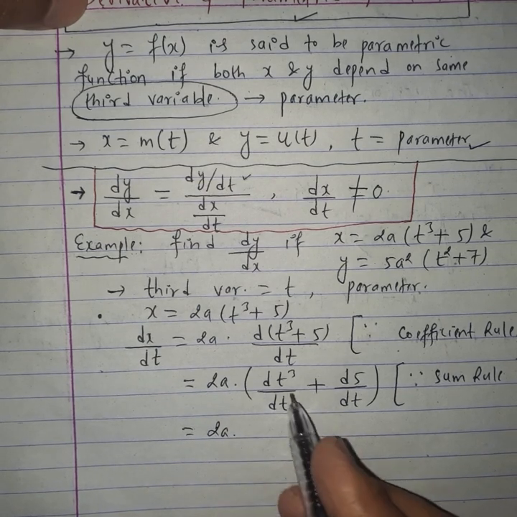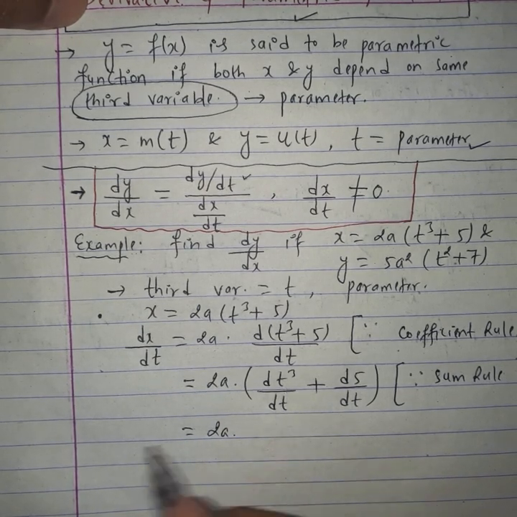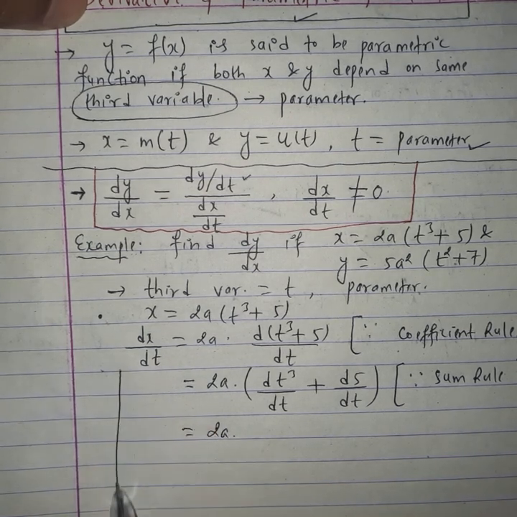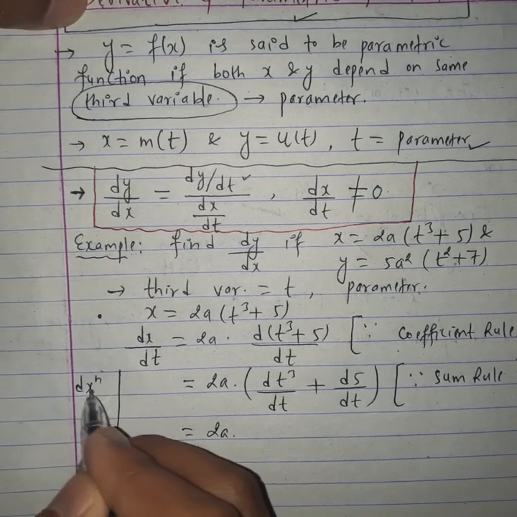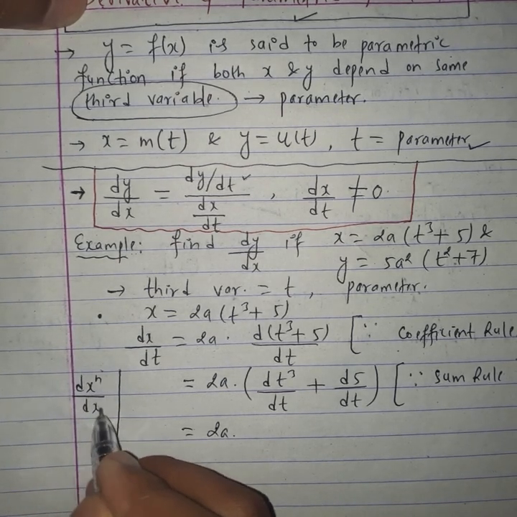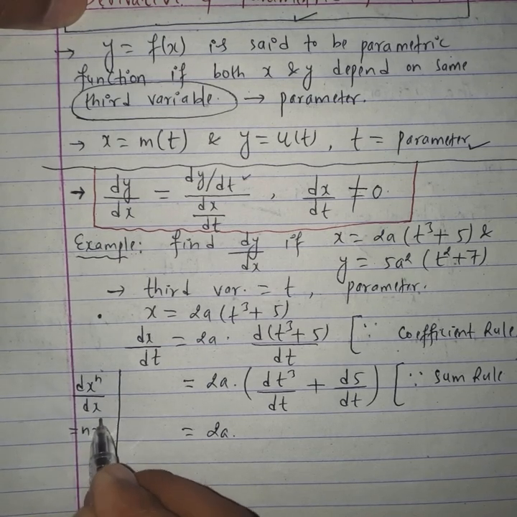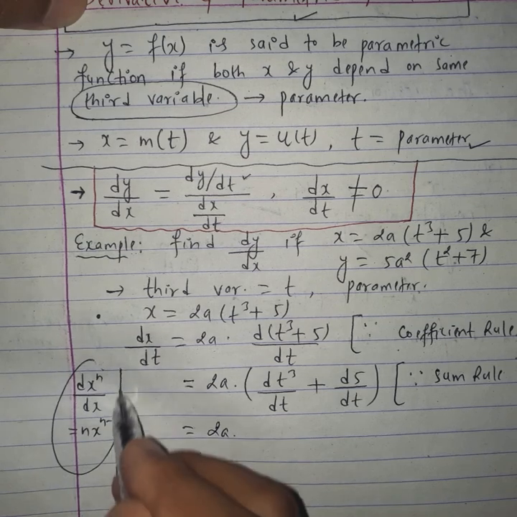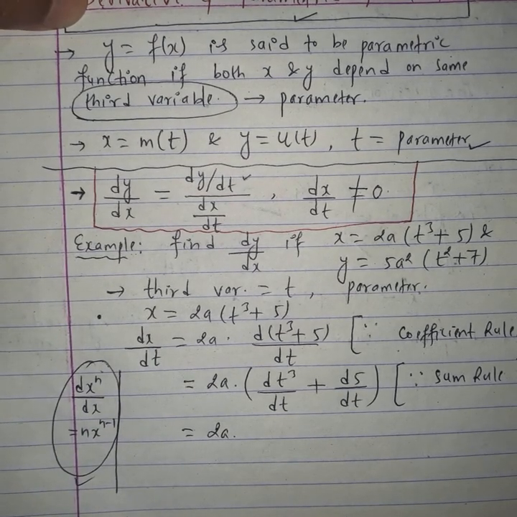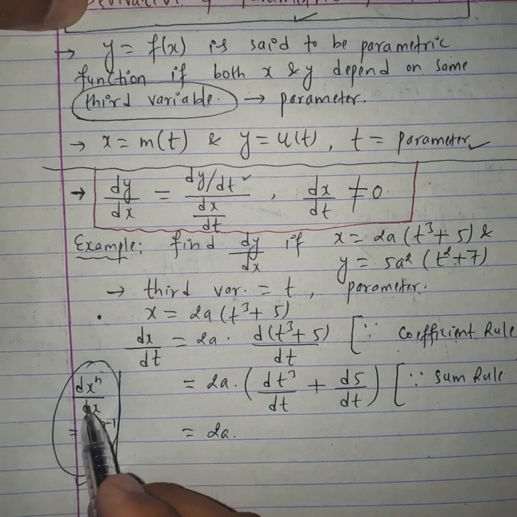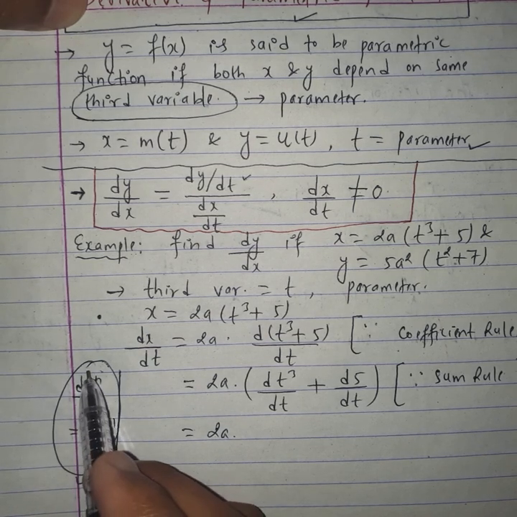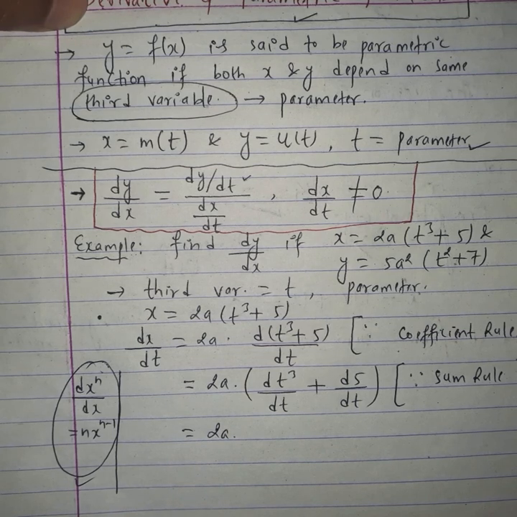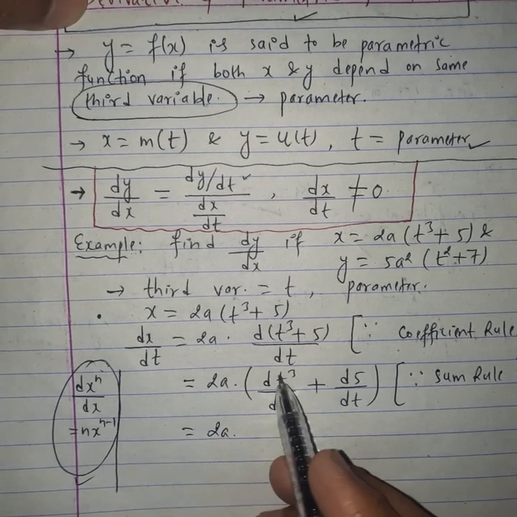This can be further simplified as 2a times. Here we can use the power law, and let me write the formula. The derivative of x raised to the power of n with respect to x is the same as n times x raised to the power n minus 1. Please memorize this formula. This is a very important formula. We already proved this formula. You can watch this video. I will provide the link of that video in the description box. I have already proved this formula in my previous video. So here is the same case.